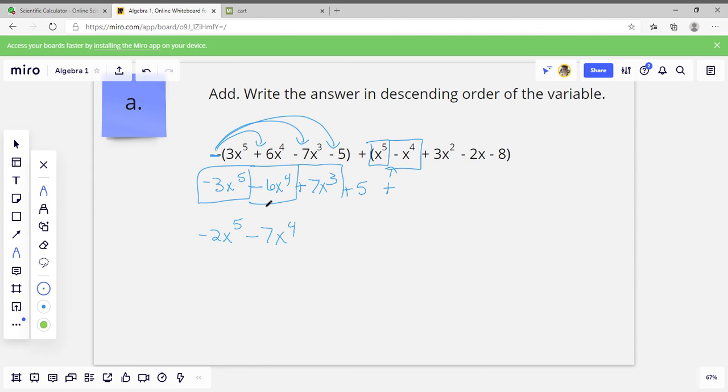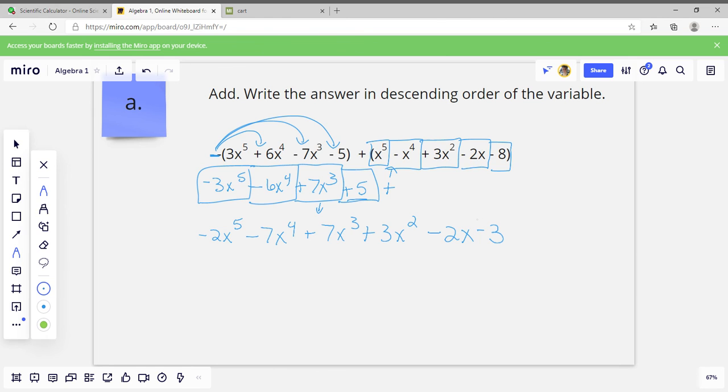Here I've got positive 7x to the 3rd, positive 3x. Oh, that's not to the 3rd, that's squared. I don't have any x to the 3rd on this side, so I'm just going to bring this guy down. So positive 7x to the 3rd, because there's nothing for me to add to it. Now here I've got a 5, but here I've got this x squared. I have to get him in first. So plus 3x squared. And here I've got this negative 2x, and I don't have any regular x to the 1 terms on this bottom one, so I'm going to have to just bring him down. Now I can put my 5 and my negative 8 together. Positive 5, negative 8 is going to be negative 3.